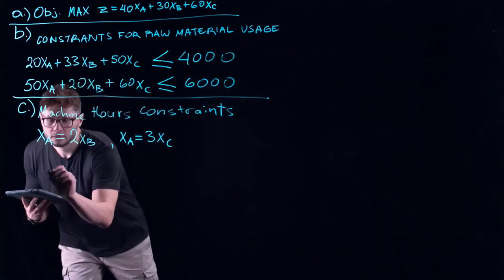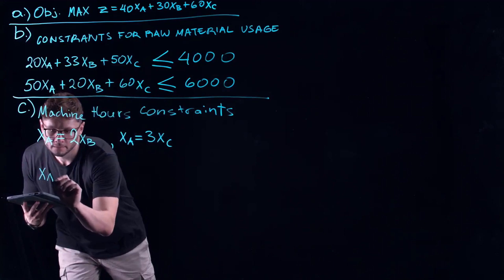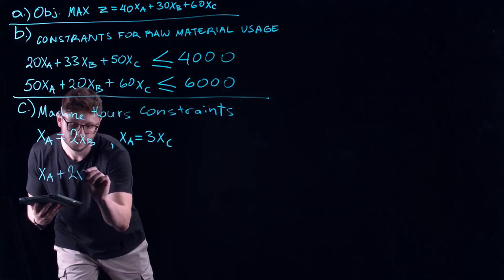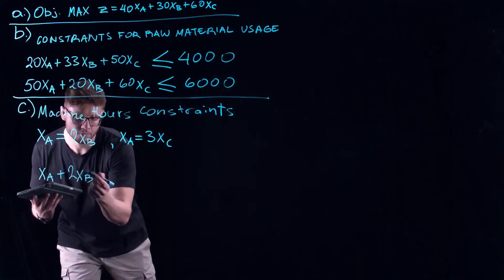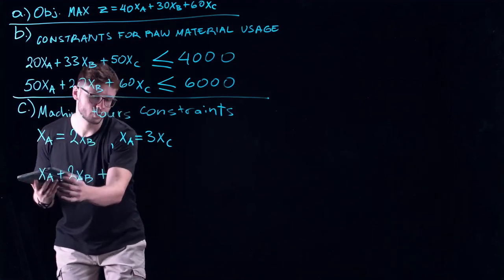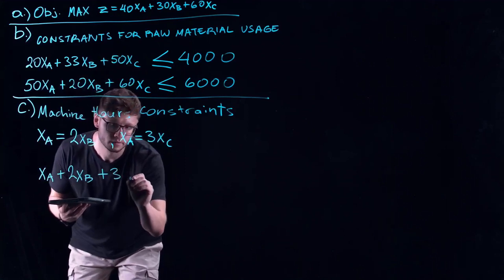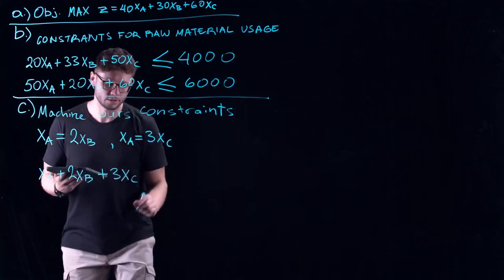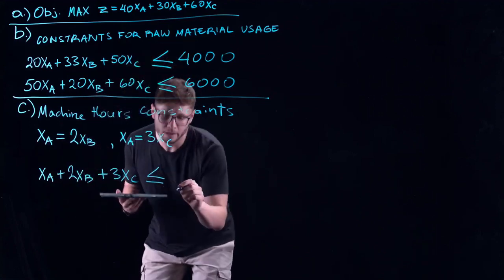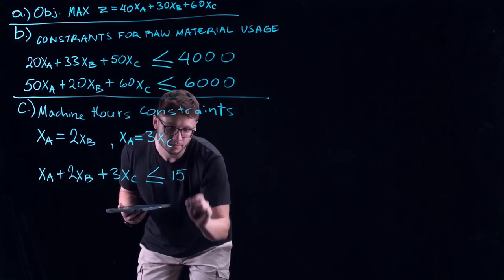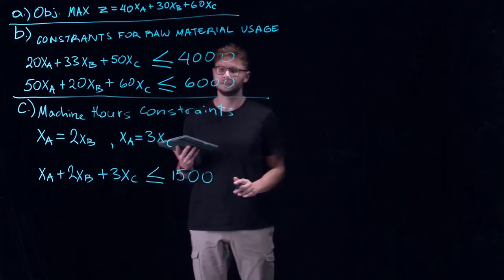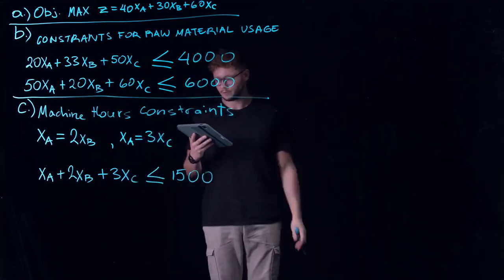So we have drug A, this is our actual constraint, plus its equivalent in drug B, right? So for 1 drug A, we have 2 drug B units, plus the equivalent of drug A in drug C, which is 3 times units of drug C, has to be smaller or equal to the maximum amount of drug A that we can produce in the entire time allocated, 1,500. And that's our machine hour constraint.